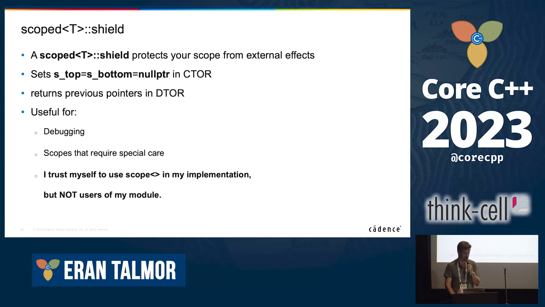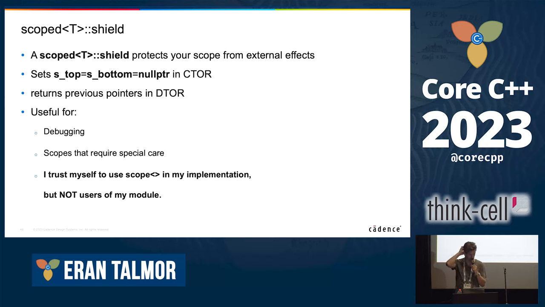So I thought, okay, fine, let's try to do something about it. I had a couple of ideas. They're not slaying the dragons, okay? They're just kind of appeasing them with some food. The first one is a shield. What the shield does is it protects your scope from external effects. Very simply, when you instantiate a shield in your scope, it will turn the top and bottom pointers to null, keep the original ones, and when it goes out of scope, it returns them. So it basically erases the previous stack for the current scope.